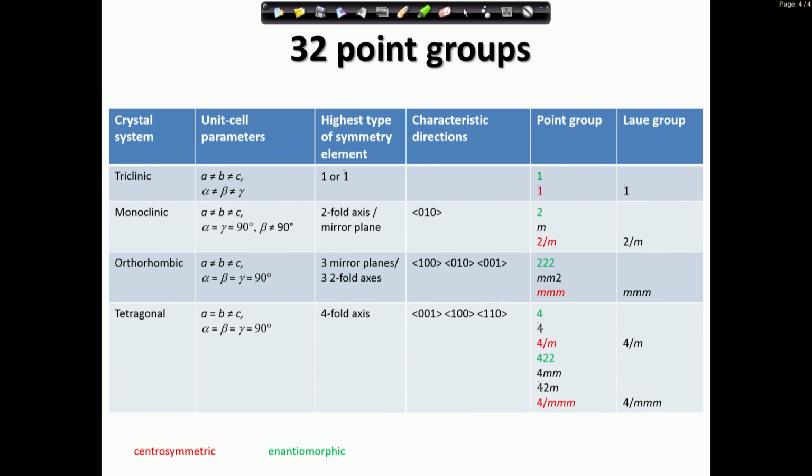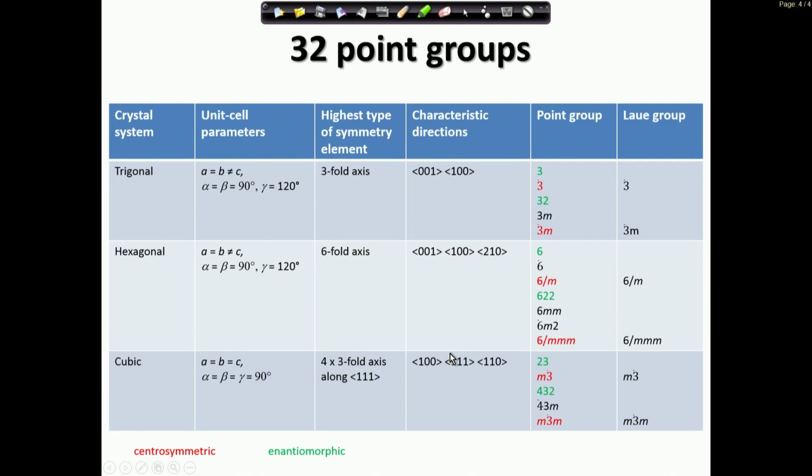The last column is the Laue group corresponding to these point groups, and the Laue group is just a point group with inversion center, and that is important for the description of crystals by diffraction, because as we will see later, the diffraction pattern always has an inversion center. So the point group of diffraction pattern is always one of the Laue groups. So it's a point group which contains inversion center.